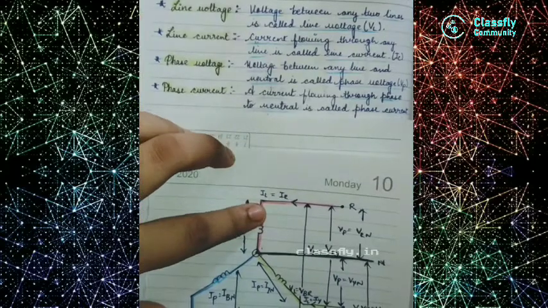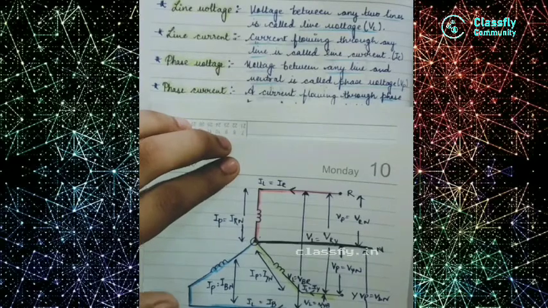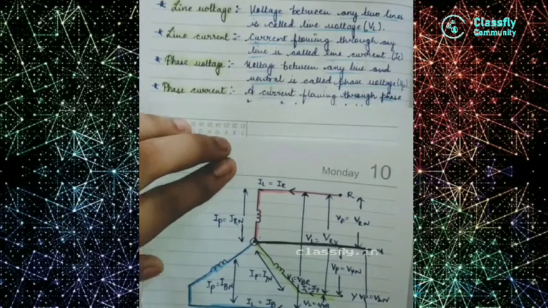So I hope you understood the line voltage, line current, phase voltage and phase current. I have done the star connection for you, but you have to try and do the delta connection on your own. Okay.